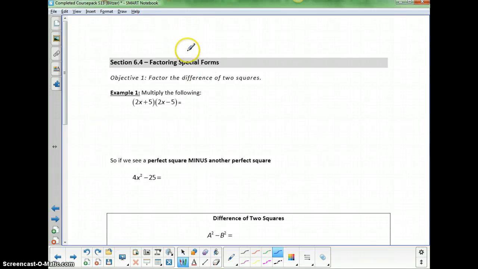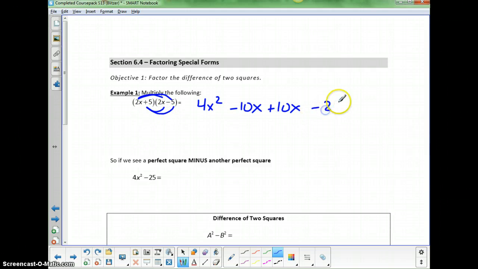In section 6.4, we're going to factor some special forms. To begin with, we're going to look at the product right here of 2x plus 5 times 2x minus 5. We know that 2x times 2x is 4x squared. 2x times negative 5 is minus 10x. 5 times 2x is positive 10x. And 5 times negative 5 is negative 25.